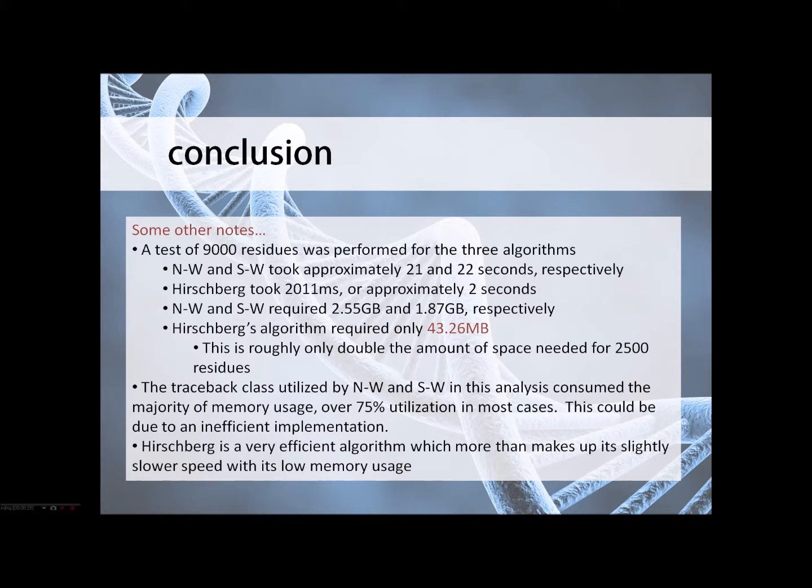And actually, one last thing to note is that I ran the three algorithms aligning sequences of 9,000 residues, and the results were, again, heavily in favor of Hirschberg. The NW and SW algorithms took over 20 seconds to run, whereas Hirschberg took only 2 seconds. Additionally, the NW and SW algorithms required a lot of memory. In this case, NW required 2.55 gigabytes, and SW required 1.87 gigabytes, whereas Hirschberg only required 43 megabytes, and that's only twice the memory used at 2,500 residues. So the Hirschberg algorithm is pretty awesome.